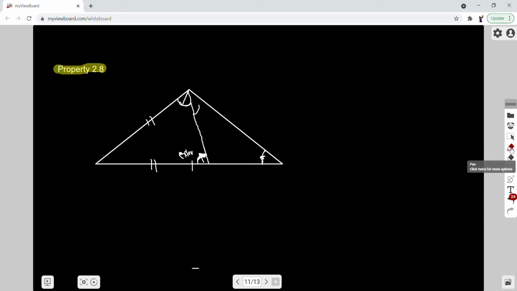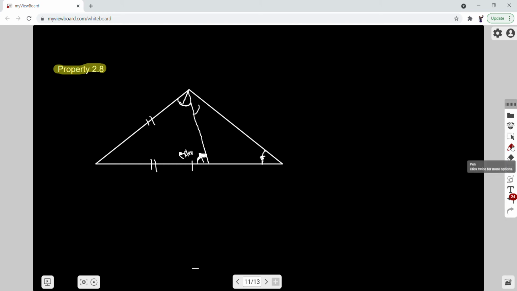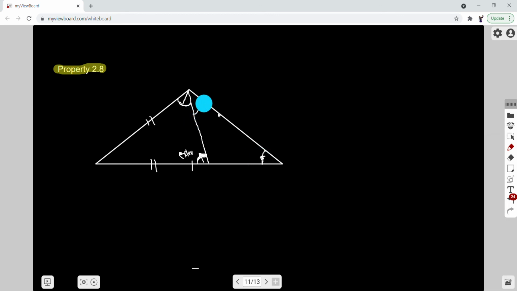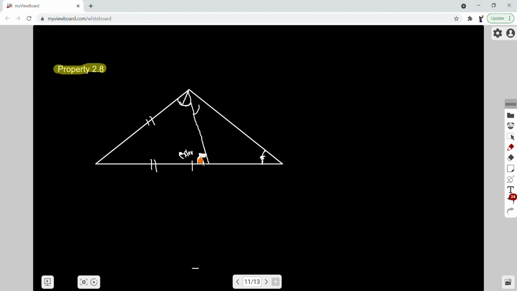Let me show you by laser pointer. Yes, because this is the exterior angle, we say that the exterior angle is the sum of the other two interior angles, which is this angle and this angle. So because it is the sum of this angle and this angle, this angle should always be less than this angle. That is the main idea, guys.